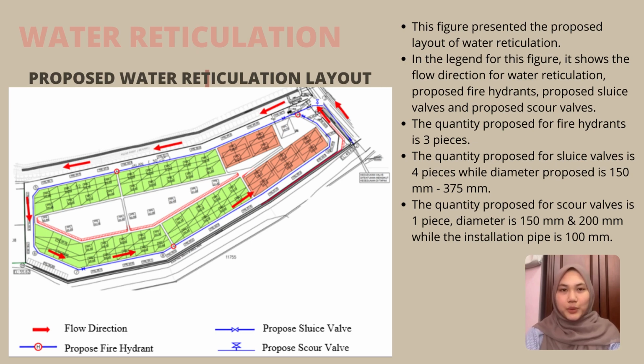The quantity proposed for sluice valve is 4 pieces, while the diameter proposed is 150 mm until 375 mm. The quantity proposed for core valve is 1 piece. The diameter is 150 mm and 200 mm, while the installation pipe is 100 mm.